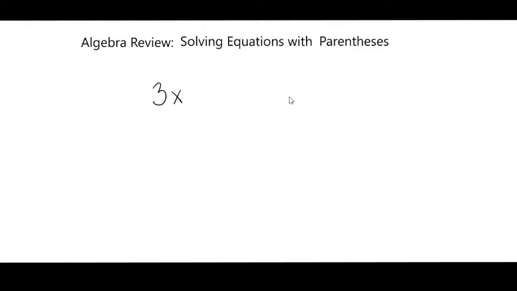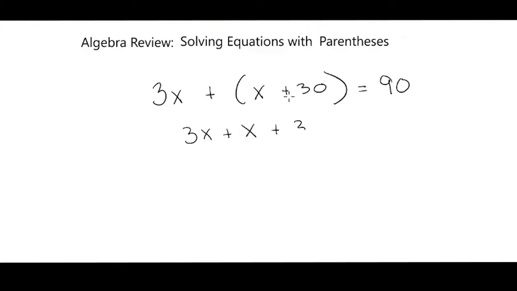Let's say I have 3x plus (x plus 30) equals 90. Well, when we have parentheses, if there's just a plus sign here, we can actually drop the parentheses so that it becomes 3x plus x plus 30 equals 90. Well, 3x plus x is 4x plus 30 equals 90.